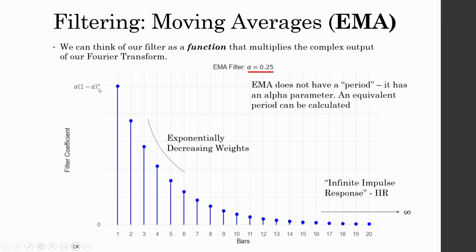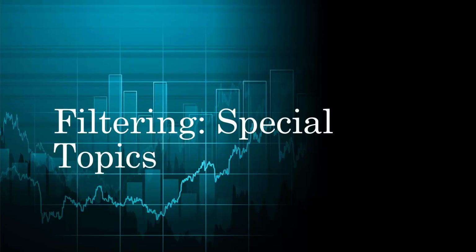One thing you'll notice is that the EMA does not have a period. A lot of trading software lets you put in a period, but technically an EMA has an alpha parameter, and we can calculate an equivalent period from that, and that's usually what people use. But it's helpful to know that the exponential moving average is actually defined using alpha. So let's get into some of the special topics in filtering, and that's going to be frequency and phase response, and we'll talk about cycle lag and filter lag.